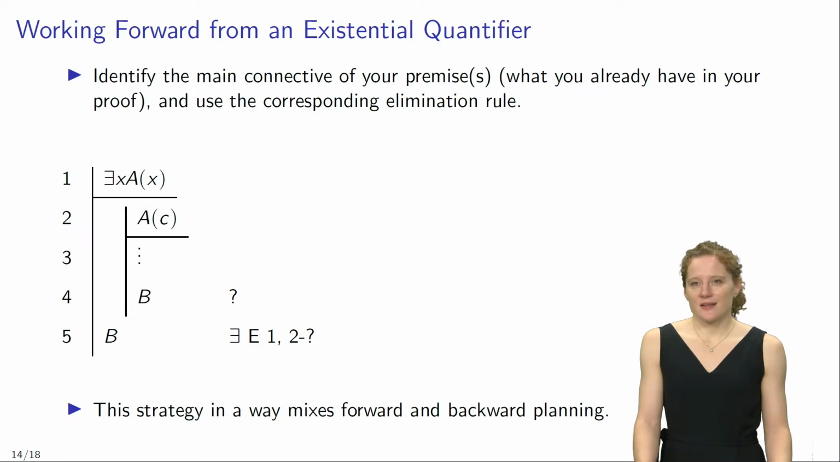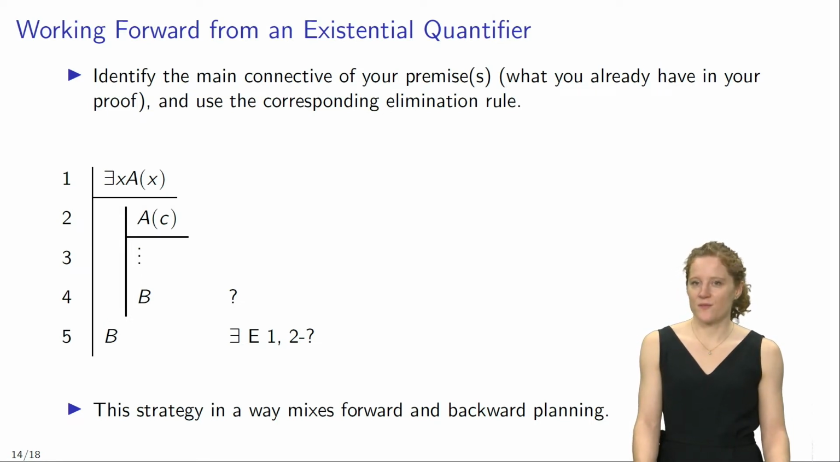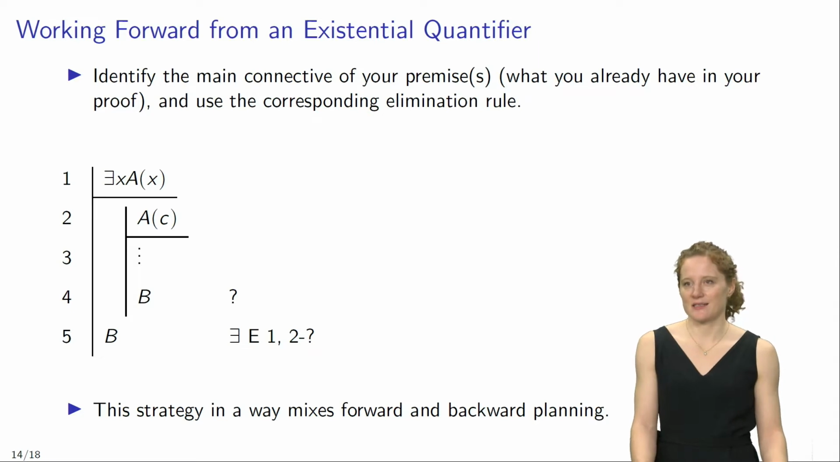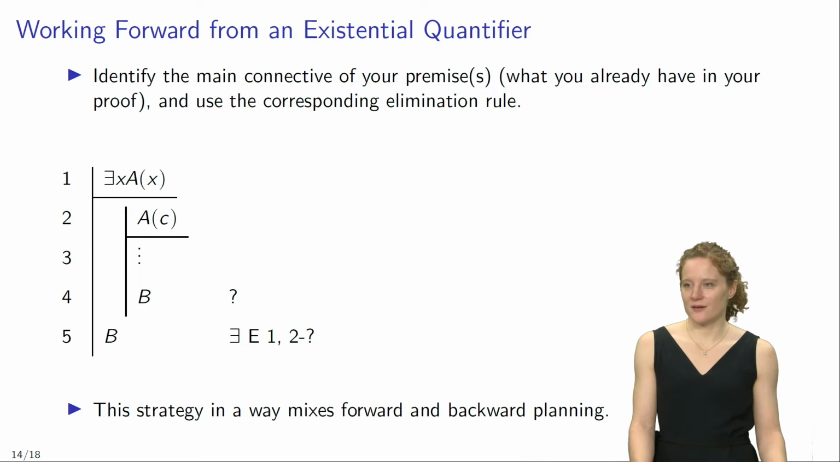Now, suppose that among your premises you have an existentially quantified sentence of the form there is an x such that Ax. Forward planning suggests to identify the main connective of your premise or your premises and to use the corresponding elimination rule to derive further information from this premise. So in the example that I have here on the screen, applying existential elimination would look like this.